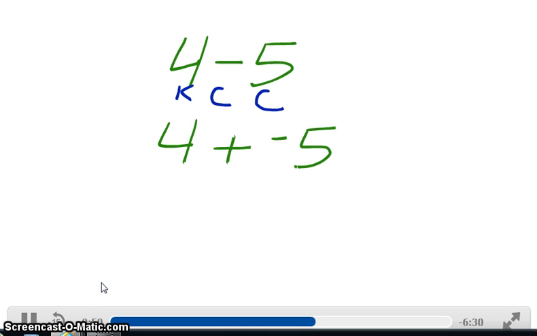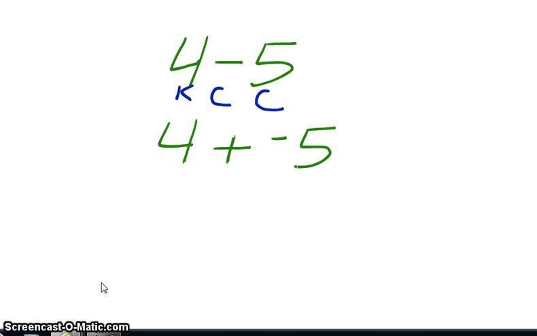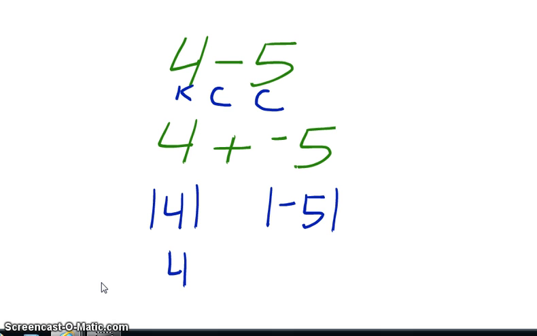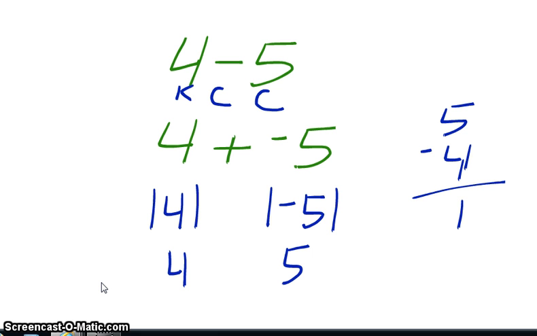Signs are different. Because signs are different, we want to subtract smaller absolute value from the larger absolute value. Well, the absolute value of 4 is 4. The absolute value of negative 5 is 5. So we want to subtract 4 from 5, and we will get 1. Now, the absolute value of negative 5 was 5. It's a larger absolute value. It was originally negative, therefore our answer is negative.